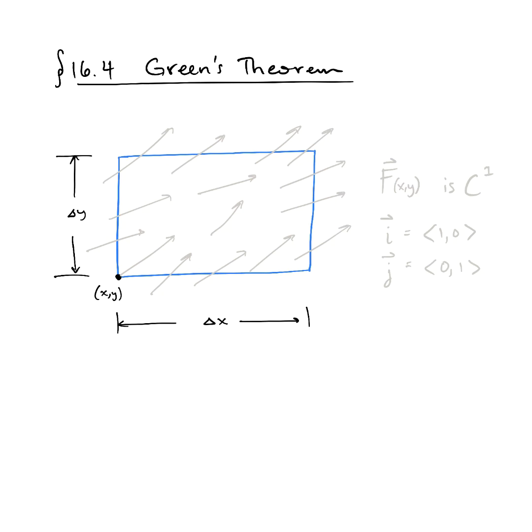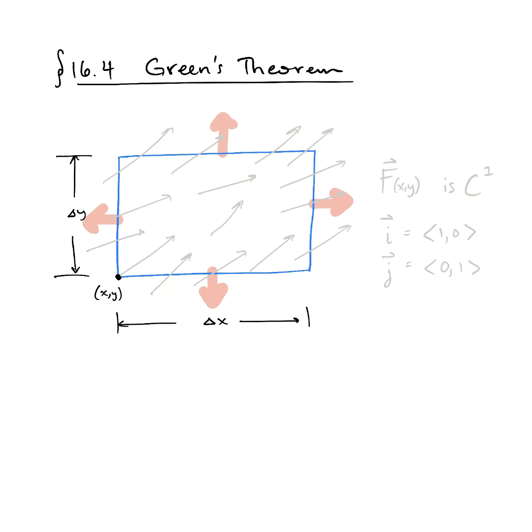So the way we're going to keep track of that net exiting of the rectangle is by thinking about a bunch of arrows representing exit from the sides of the rectangle.